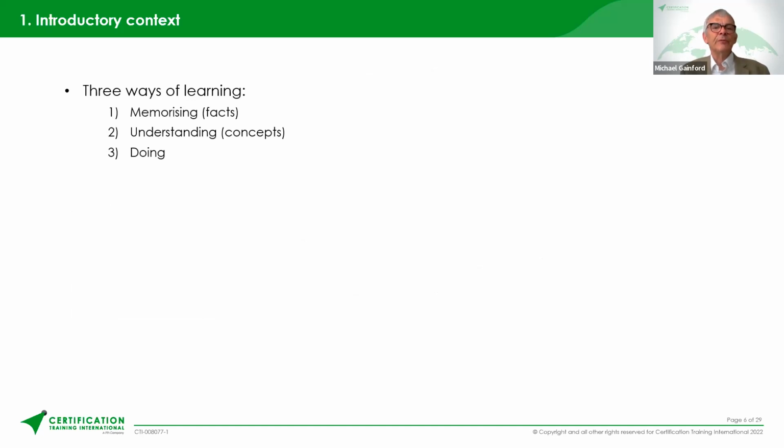A few little points before we move on. There are considered to be three main ways of learning. We memorize facts, we understand concepts, and then we really learn when we start to apply that knowledge in a real application. What's great about a learning event is it's a safe space in which to get things wrong. And we often learn a lot when we get things wrong. If it's done in a safe space, in a supportive way, then that can be a powerful thing.